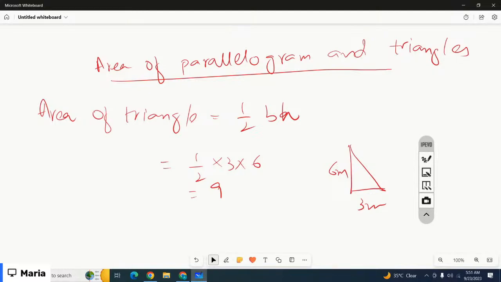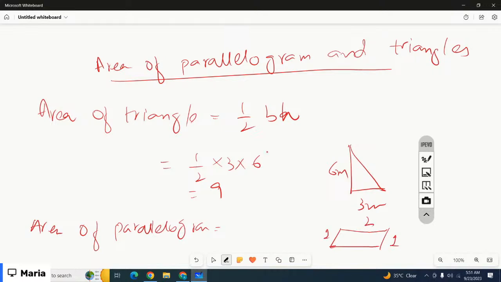Okay, so a parallelogram is the one that has opposite sides parallel, right? Area of parallelogram, right? It is like this. So this one and this one parallel, this one and this one parallel, right? And the area of the parallelogram is base times height, right? You don't have to do anything else. You are given a height and base, so just multiply base and height, right? Okay, let's just start with the practice questions.